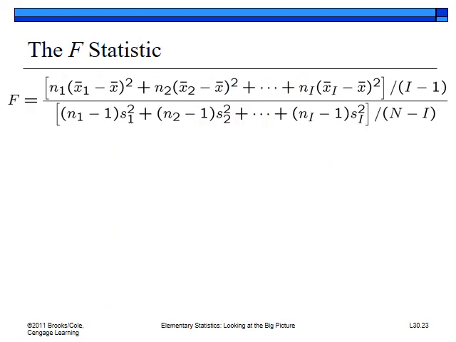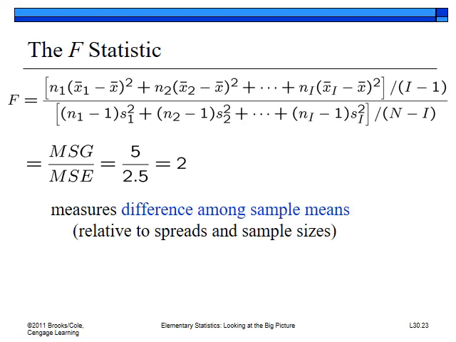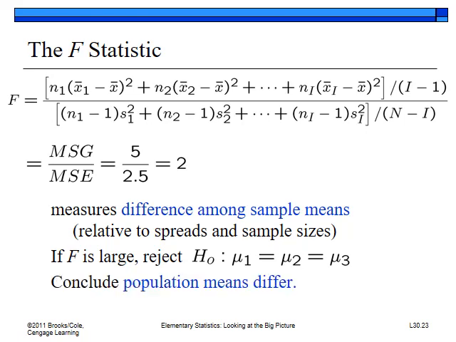So here's our F statistic. It's the MSG over the MSE, which we computed to be 5 and 2.5. That ratio is 2. This is a measure of the difference among the sample means, taking into account the spreads and the sample sizes. If this number is large, we'll reject the null hypothesis, that the 3 means are all the same. In that case, we conclude that the population means must be different somehow.